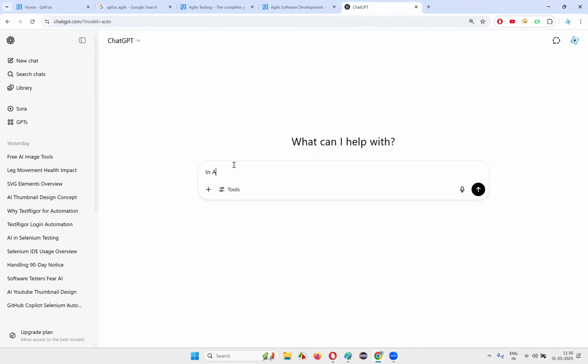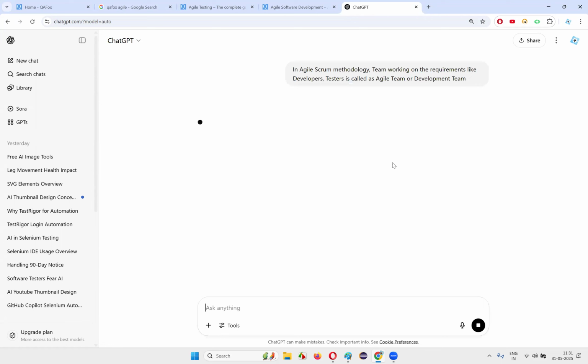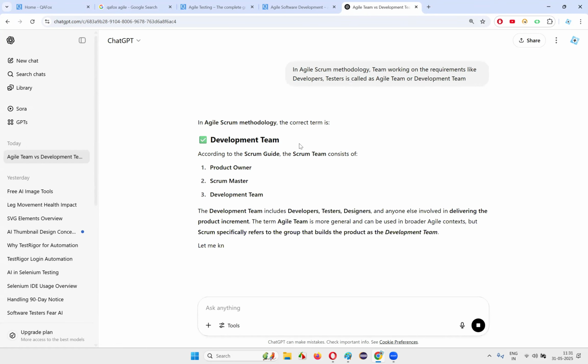So in the agile Scrum methodology, is the team working on the requirements, like developers and testers, called an agile team, or what is that thing? Development team. Some people call them together development teams. It's not only developers, guys. The testing team will also be there. The correct term is development team.